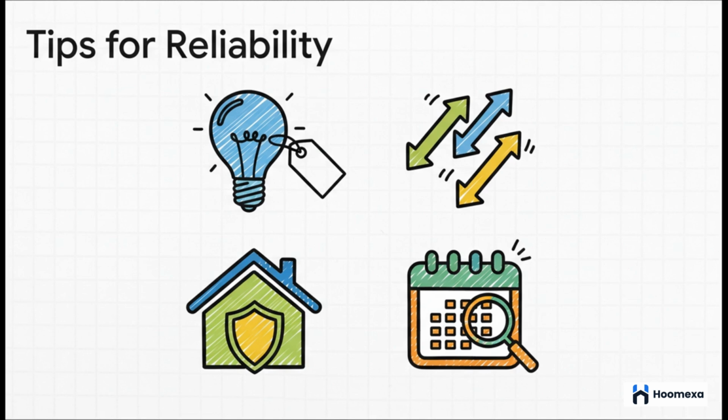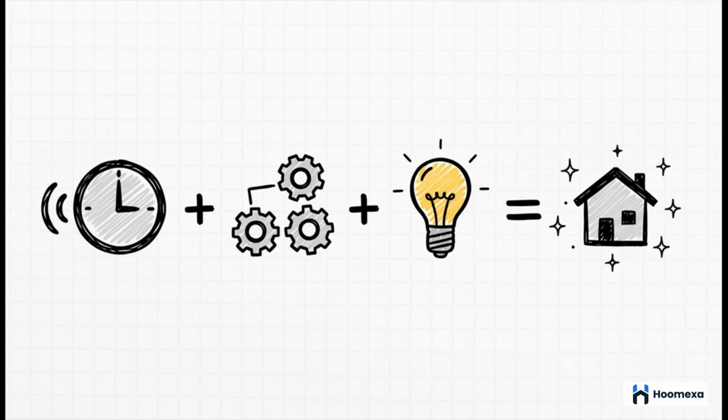Always try to pick devices that use local control for the best speed and reliability. And finally, just take 5 minutes once a month to look over your routines, clean out old ones, and make sure nothing is clashing. So if you only take one thing away from all of this, let it be this simple formula right here. A great automation is just these 3 things working together. A when to kick it off, that's your trigger, a how to handle the logic, that's your routine, and a what to actually do, that's your scene or action. That's it. That's the secret sauce.